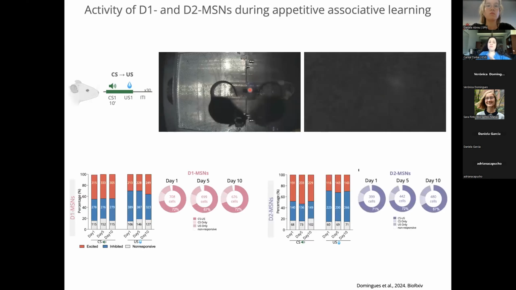And again, we looked at the proportions of neurons that were activated across learning. We did 10 days of training, and I only have here the data for day 1, day 5, and day 10. But again, if you look at the proportions of excited, in red, or inhibited neurons in response both to the cue and to the reward, they are pretty similar between D1 MSNs and D2 MSNs, which shows that basically these neurons seem to have a similar relevance for encoding these associations.